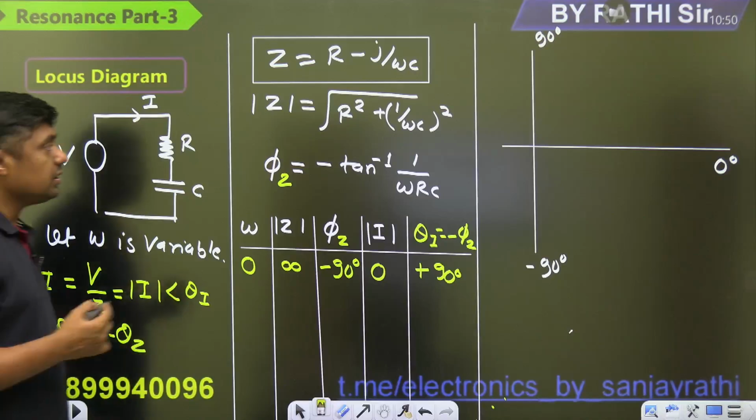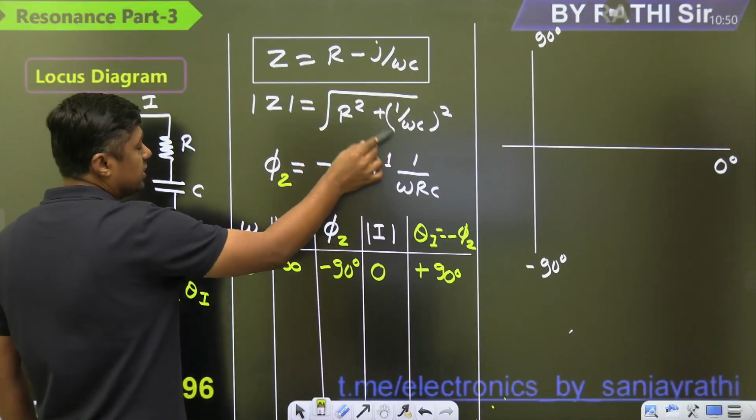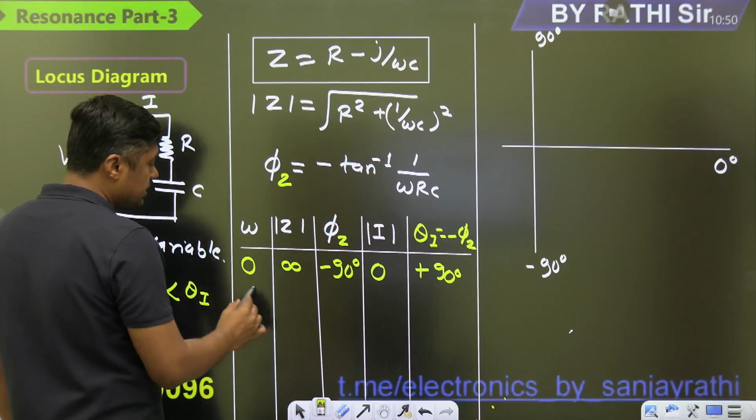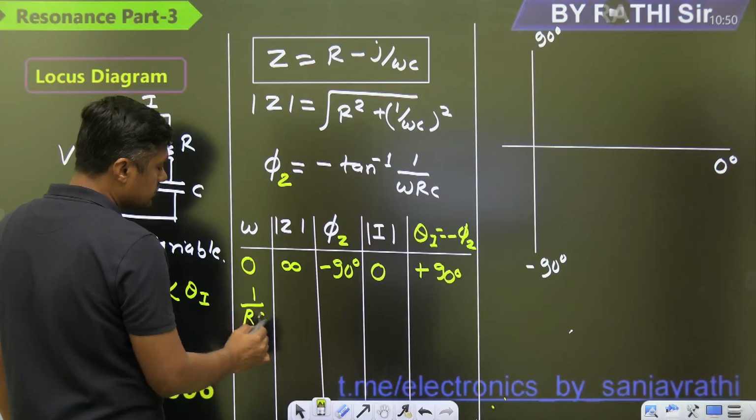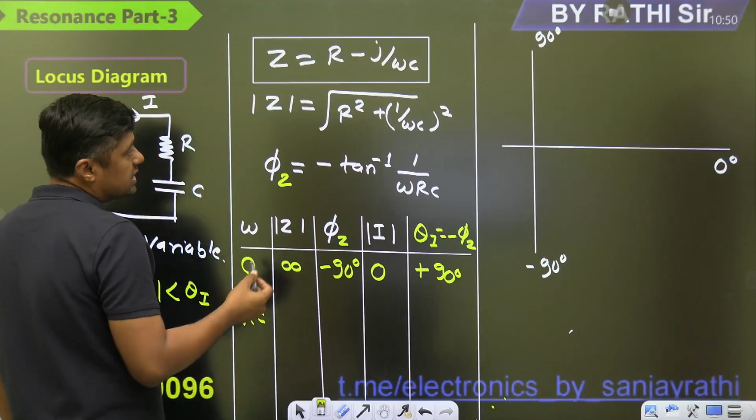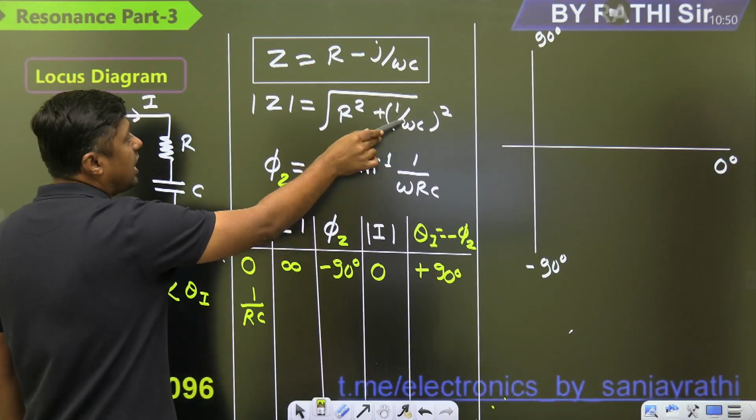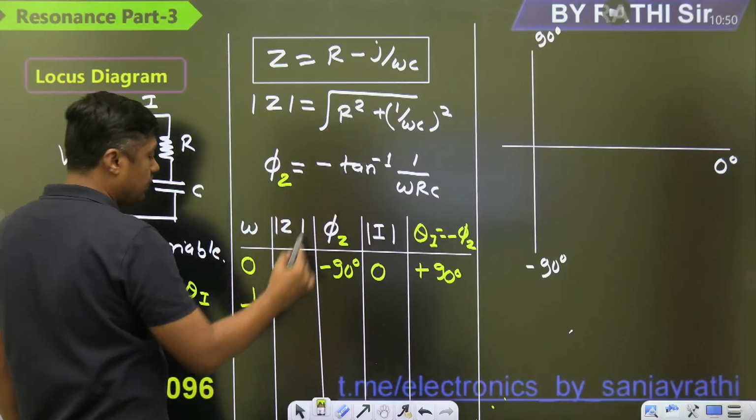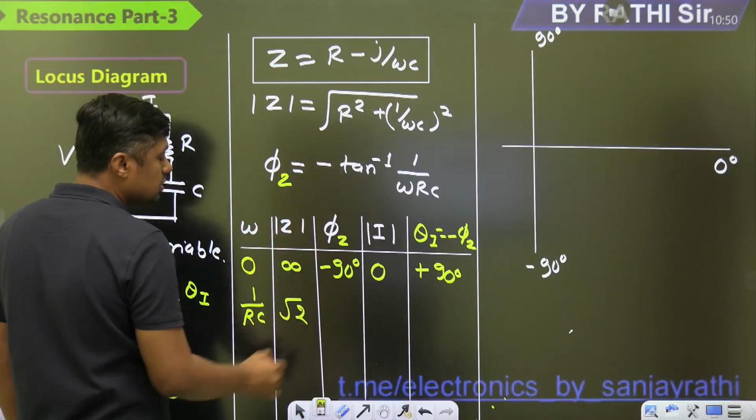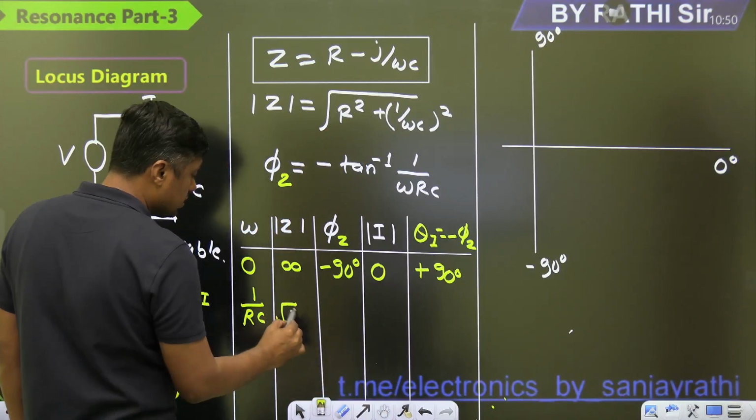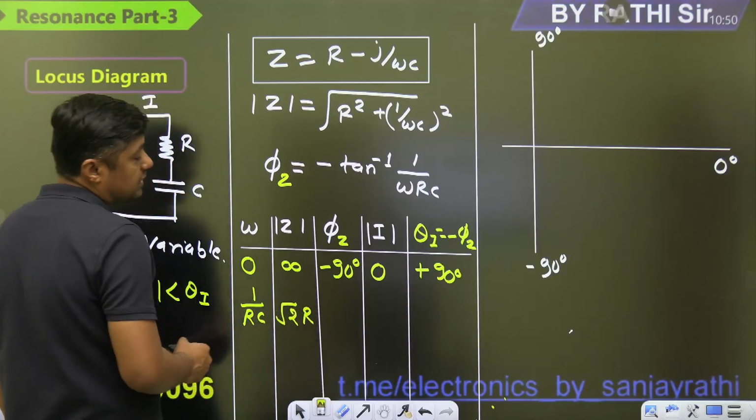So as omega varies, the impedance is inversely proportional to it. Now you can take omega equal to what? 1 by RC. If you put 1 by RC here, C cancels and it will become R square, it will become root 2. Root 2 times R. You can check, root 2 times R.